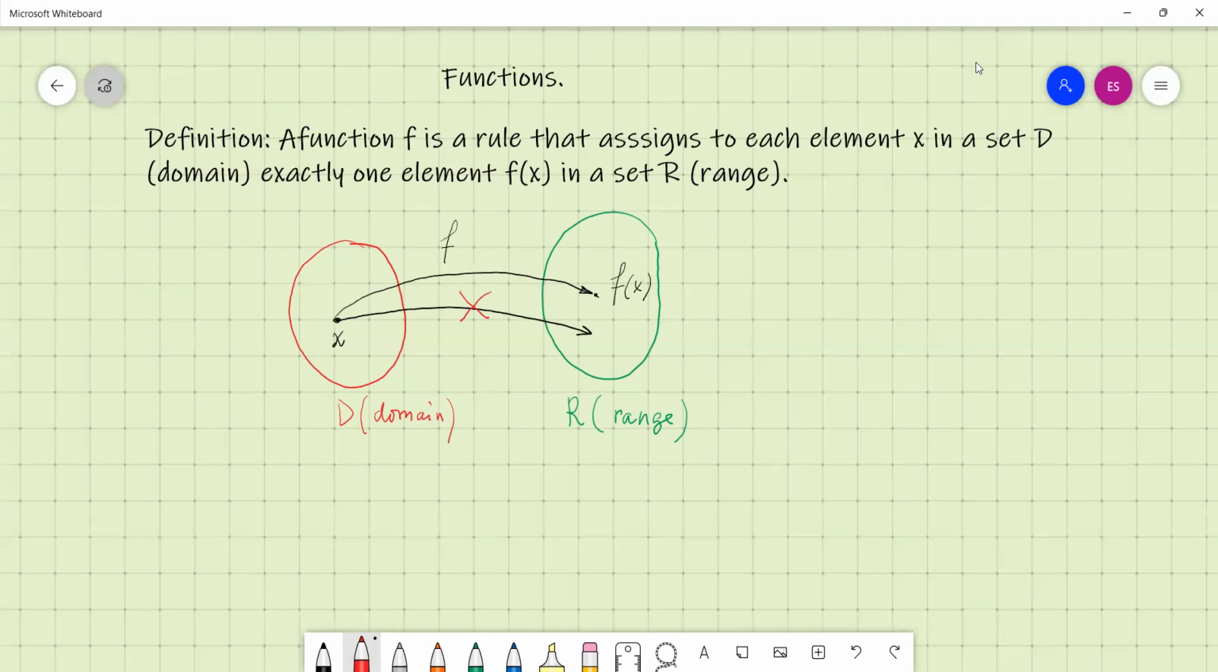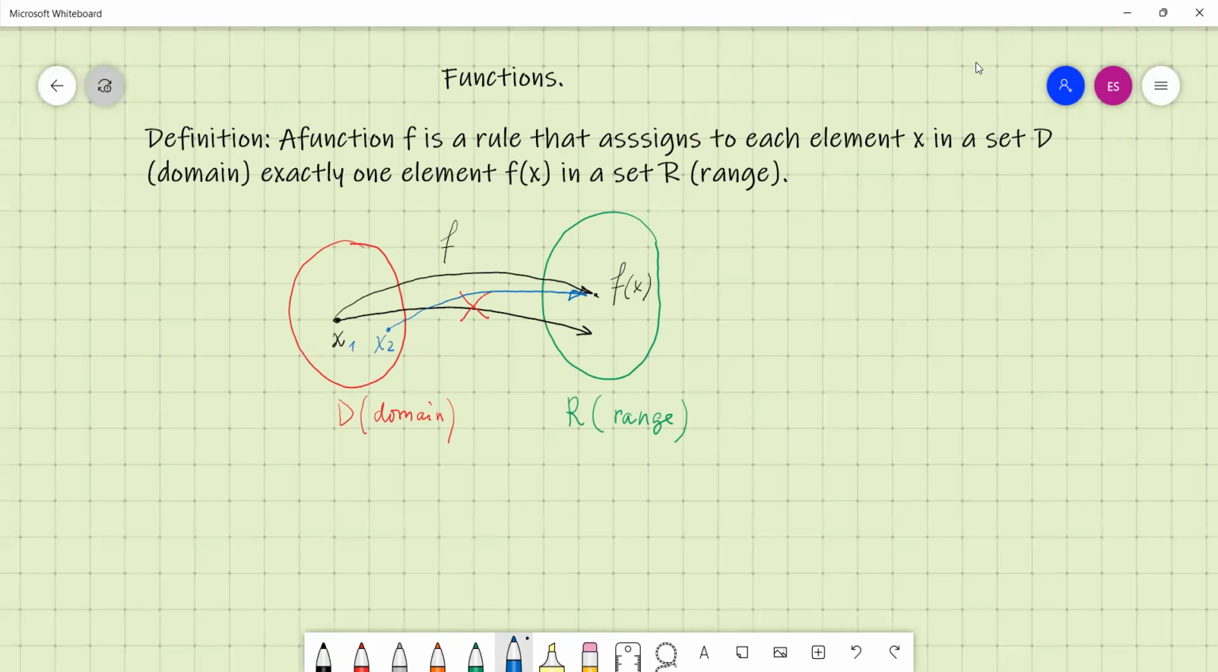What is possible actually? Imagine that you have two elements, x1 and somewhere here x2. Can element x2 use the same f of x? Yes, guys. For functions, it's a possibility. So we can have two elements coming into one f of x, but we cannot have one element going to two different f of x. And again, the set of x's is called the domain, and the set of f of x is called the range.